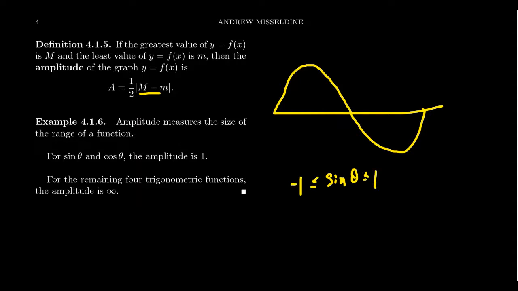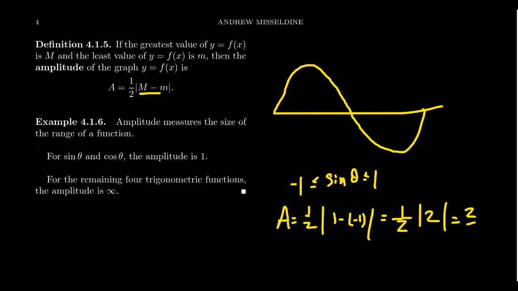Sine is greater than or equal to negative 1. And so this gives us the capital M and the lowercase m. So the amplitude for sine is going to be 1 half the absolute value of 1 minus negative 1. The reason you take this difference is that it tells you how big the range is going to be. So you're going to get a 2 right there. The absolute value, of course, is 2, so you get 2 over 2, which gives you 1.